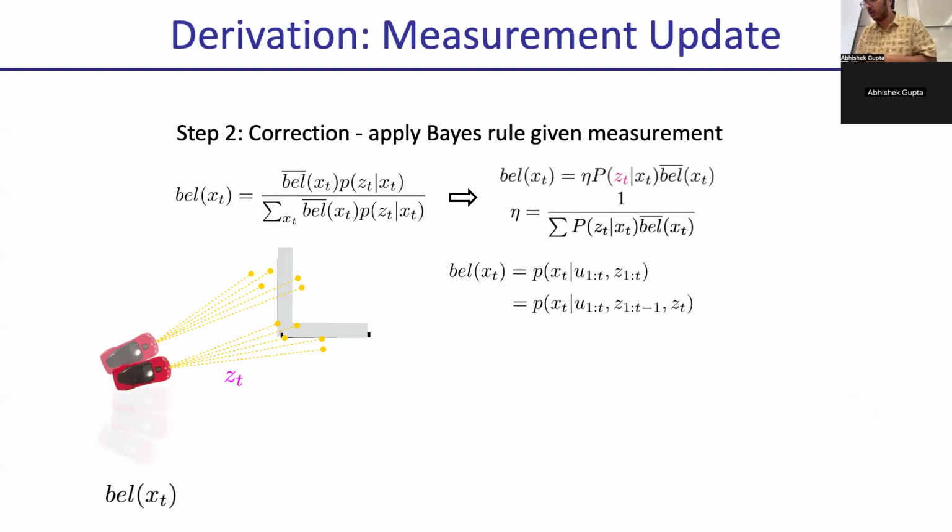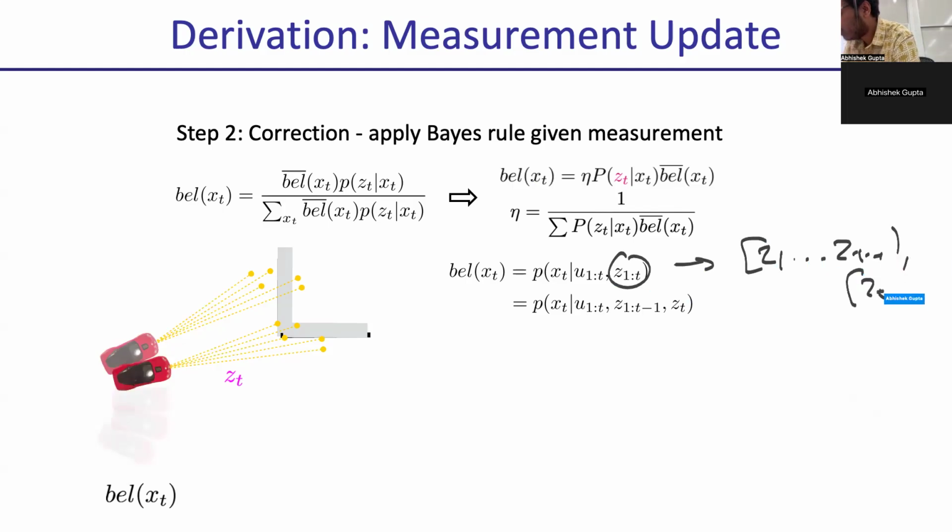You want to express z1 to t as z1 to t minus 1 and zt, because that's the latest one you care about. Right. So this is just saying that z1 to t is just an array of z1 to zt minus 1 and the latest one, zt. So let's just separate them for the sake of simplicity. Right. And then we're just going to try and use Bayes' rule.